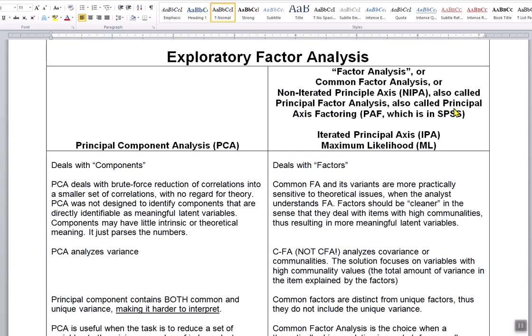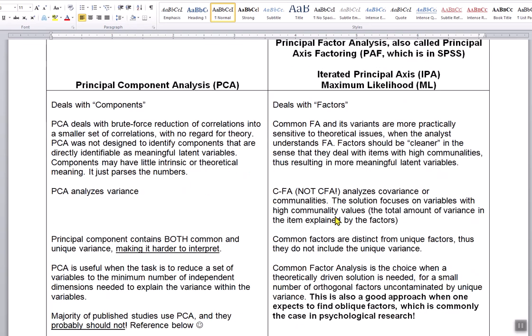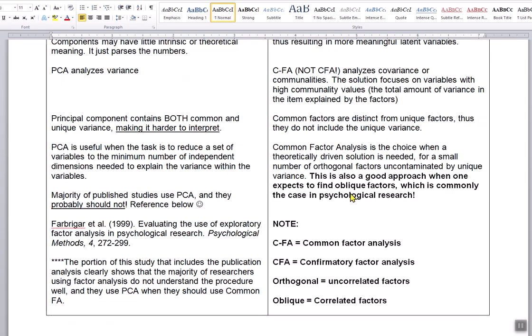And going through these different books, the Fabrigar and Wegener, and the Pett, Lackey and Sullivan, and the DeVellis and the Kline book, the thing that stands out as being common among them is that they recommend principal axis factoring when you have correlated latent variables. And so this is what I like to use.